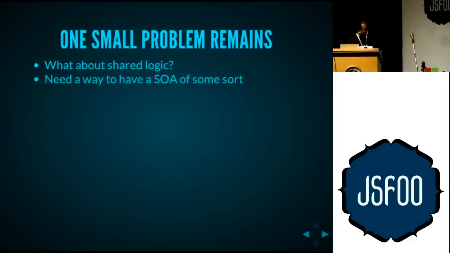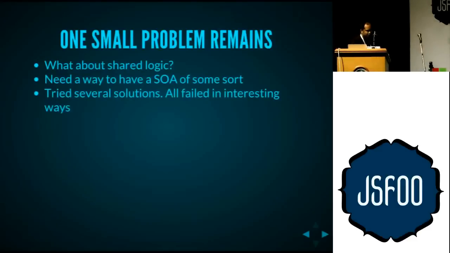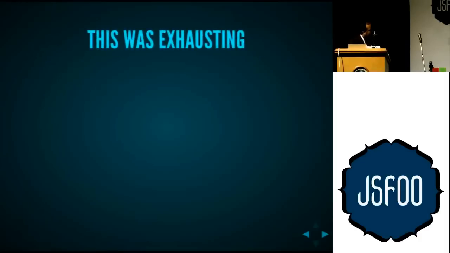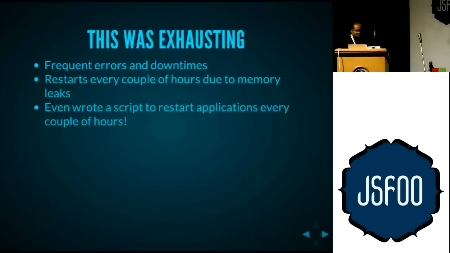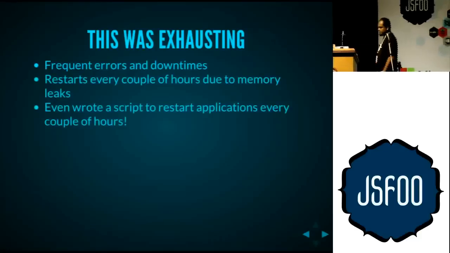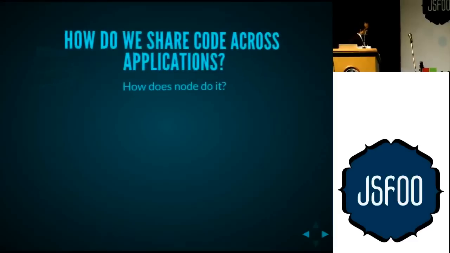Turns out, there were a lot of complicated approaches I took using some sort of service-oriented style so that there's one component that's talking to multiple things and so on. Tried several solutions. All of them failed in very interesting ways, and we can talk about that at length. But in the end, it just caused a lot of errors, a lot of downtimes. There were restarts that were happening very frequently, to the point that I had to write a script that would do restarts for me. It had gotten to that point. It was very ugly. There was literally a cron that was running once every hour that was restarting my processes. It was just bad.